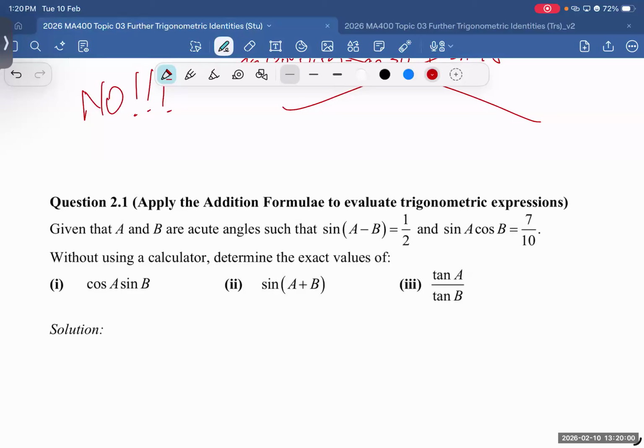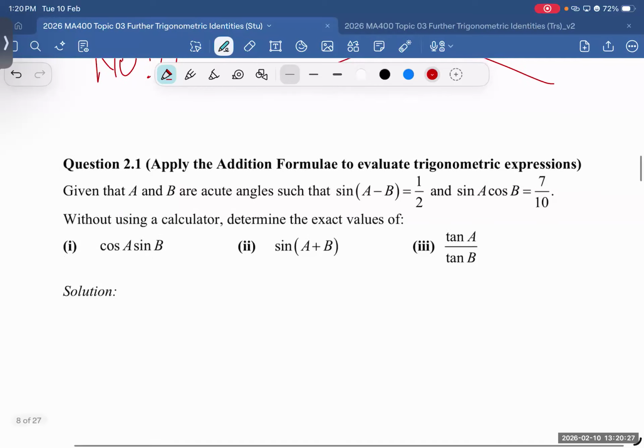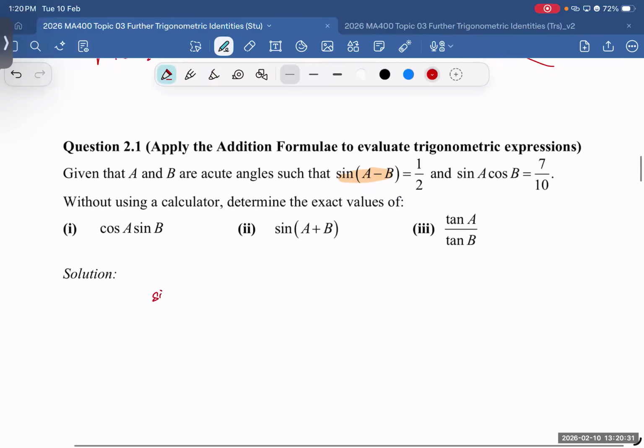Okay, let's aim up to question 2.5 by 2 o'clock. Question 2.1: No, it is not. Half minus is 7/10 minus half. Okay, use the formula properly. Sine A minus B. Okay, so sine A minus B.